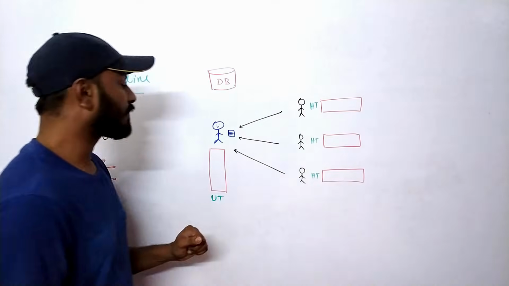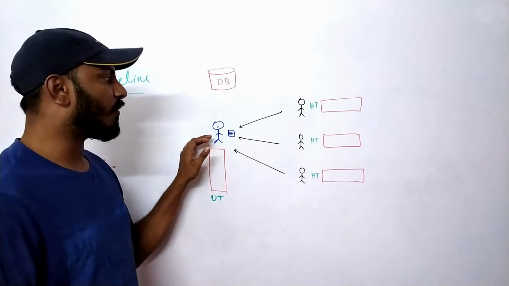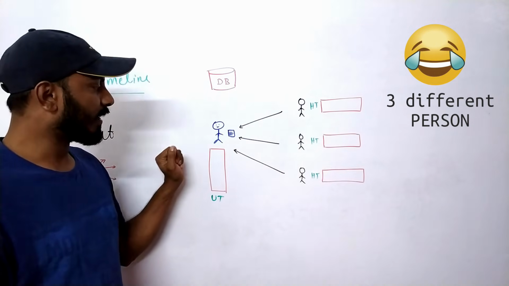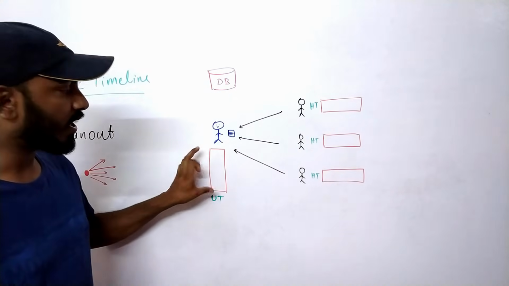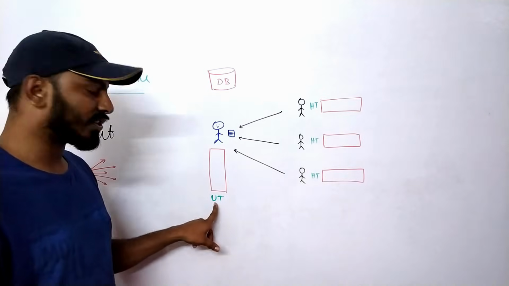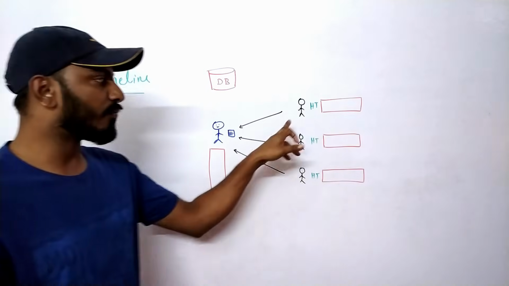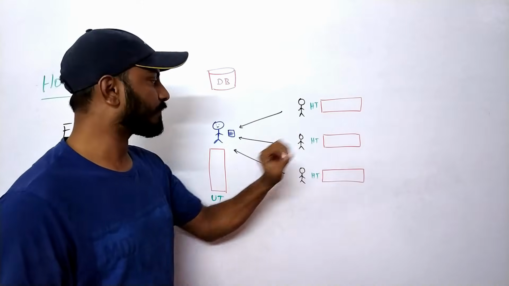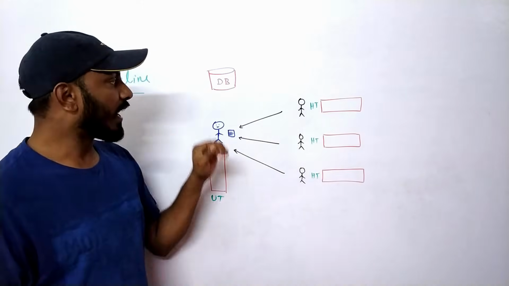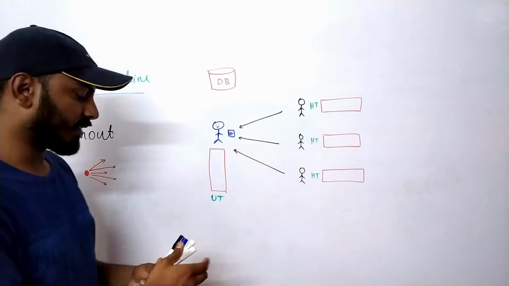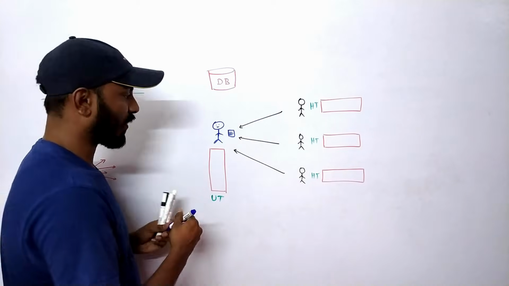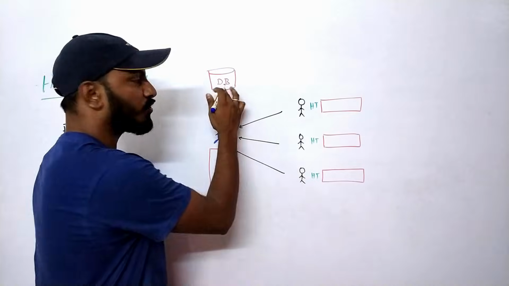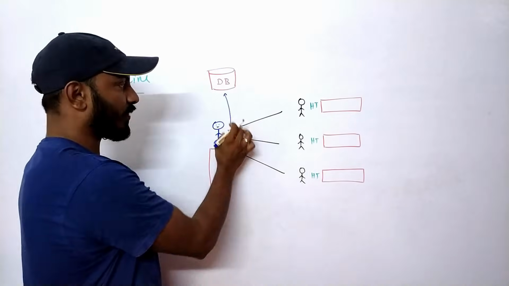Say, for example, a user is followed by 3 different people, and this user has a cache timeline entry called the user timeline. All the followers will also have a user timeline and also a home timeline, and we also have the DB. Now consider this user made a tweet. What we need to do first is add an entry into the DB.